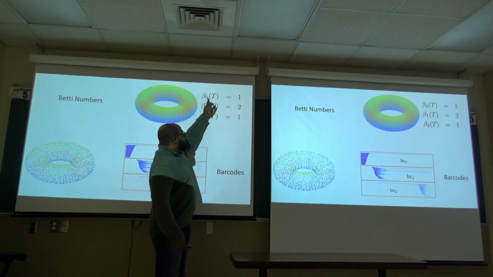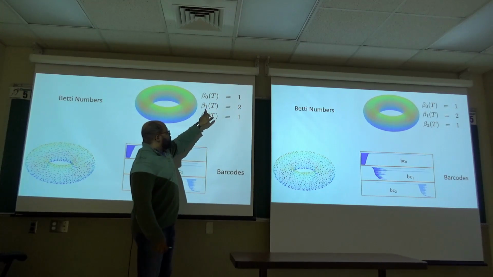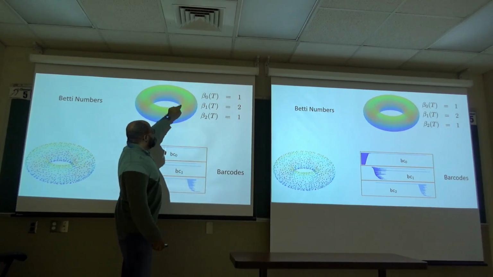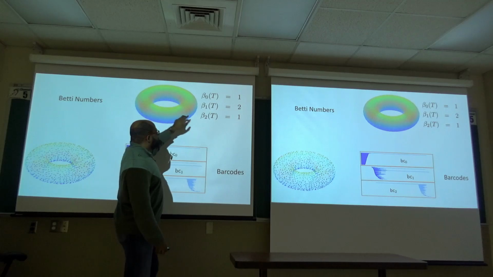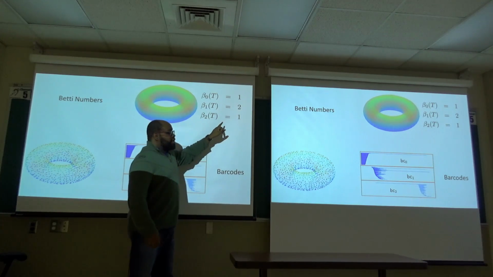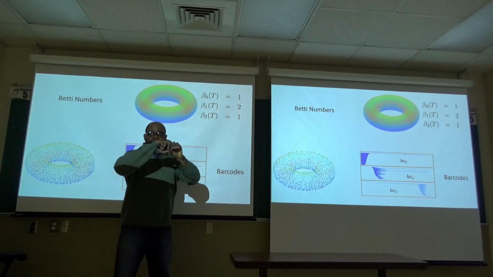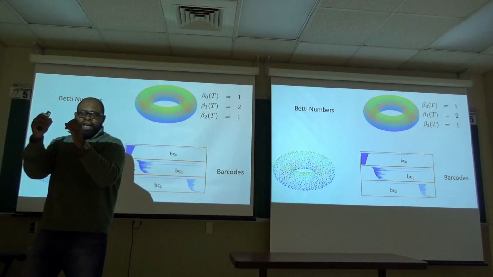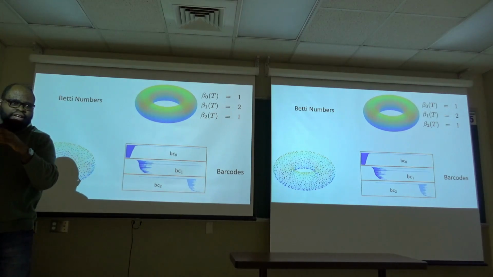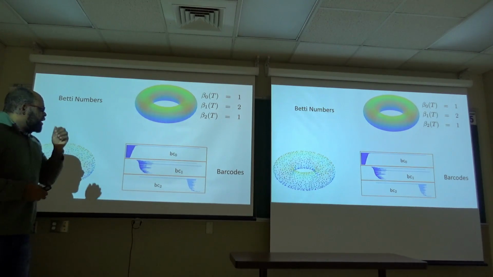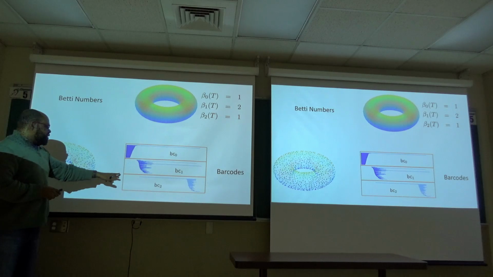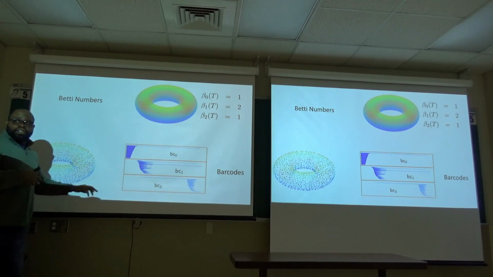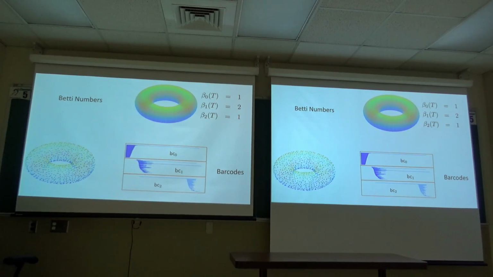Betti 0, number of connected components, just 1. Betti 1, number of loops that do not bound anything, I have 2 of those. And Betti 2, number of 2-dimensional closed surfaces that bound an empty volume. These are the bars that I described just now how to compute for this collection of points, right?